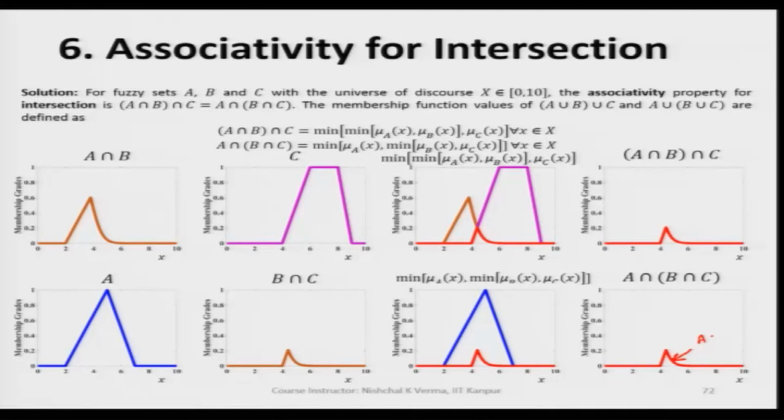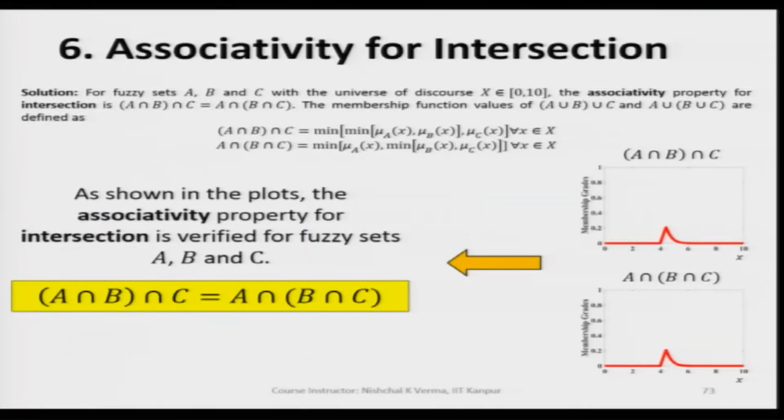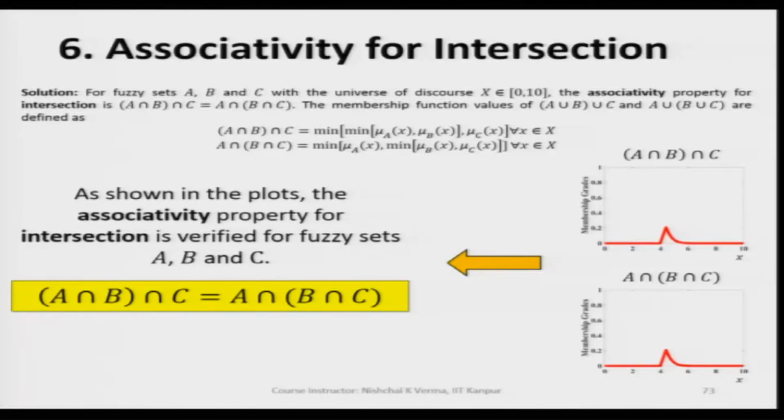A intersection B intersection C. Just by looking at this, we can clearly say that these two fuzzy sets are equal. So, this way we can say the associativity property for intersection of three fuzzy sets A, B and C is satisfied.